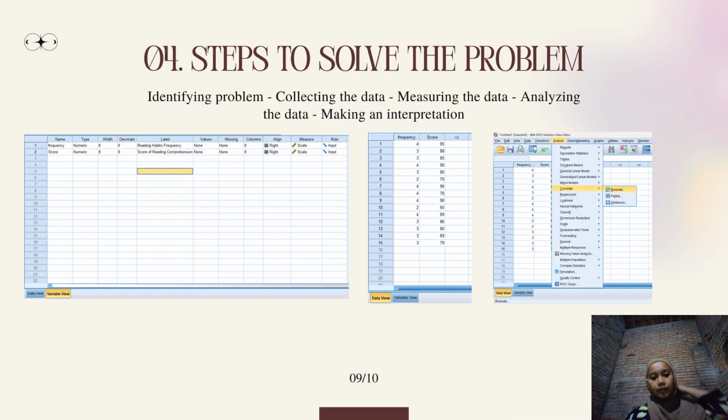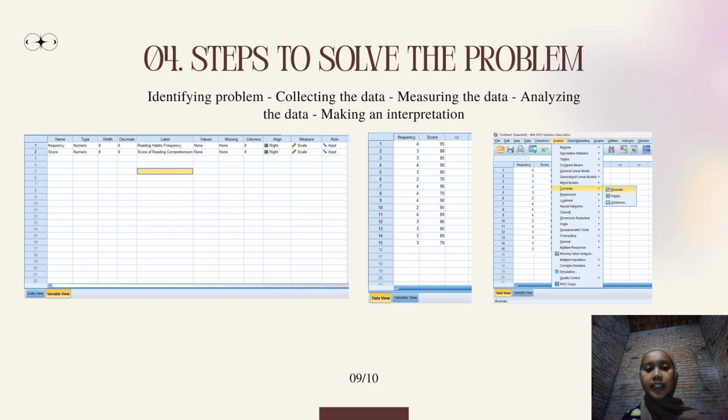And then we have two types of measurement scales. To measure the reading habit frequency, we have the Likert scale, and to measure the reading comprehension ability, we have the reading comprehension test. And after collecting all the results, we have to analyze the data with SPSS.